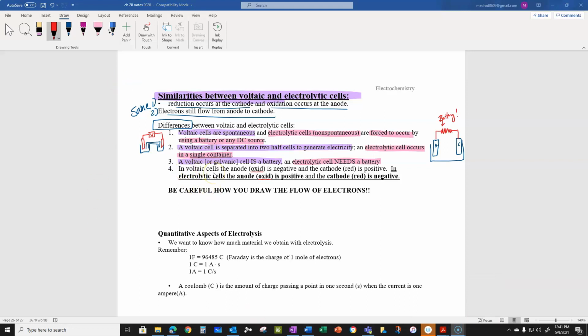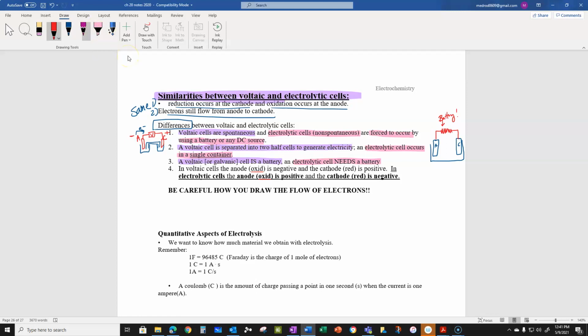In a voltaic cell, the anode is oxidized and the cathode reduction is positive. So over here, let's say this is my anode, in a voltaic cell the anode is negative. But over here, my cathode is positive. Okay, that makes sense, because to drive these electrons from anode to cathode, those negative electrons are attracted to the positive cathode.